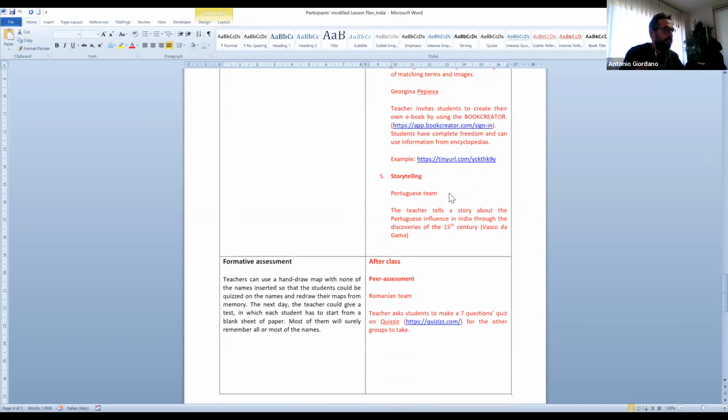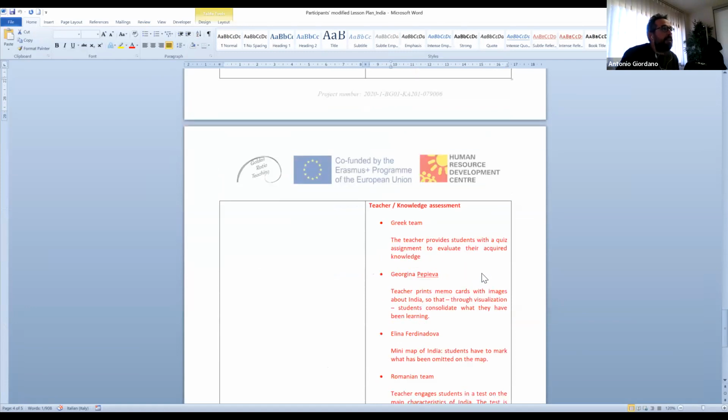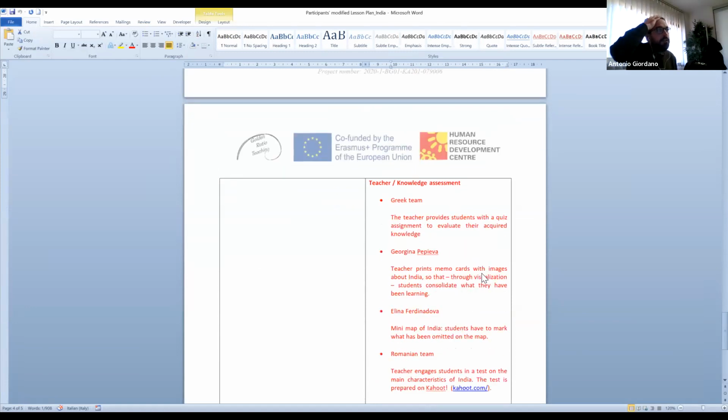What happens after the activities to be done in the classroom? Within a traditional lesson plan, there is the formative assessment by the teachers. Within this Flip the Future methodology, there are two possibilities. There is the peer assessment, and about this, the Romanian team suggested students creating their own quizzes for the other groups to take using Quizizz. And about teacher knowledge assessment, the suggestion I received from the Greek team is that the teacher provides students with a quiz assignment to evaluate their acquired knowledge.